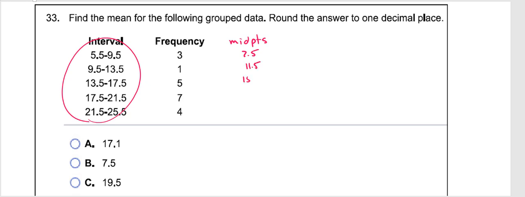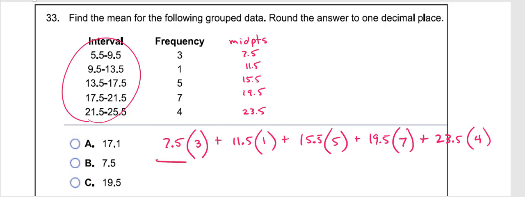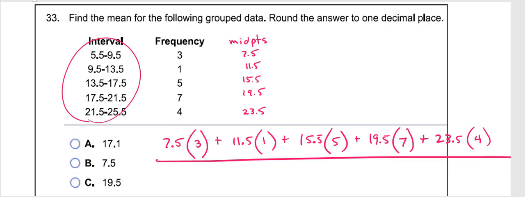11.5, 15.5, 19.5, and 23.5. Now I'm going to take the midpoint times its frequency, 3, midpoint times frequency, 1, midpoint times frequency, 5, midpoint times frequency, 7, midpoint times frequency, 4. And then I'm going to divide that number by however many data points I have. 3 plus 1 plus 5 plus 7 plus 4 is 20.